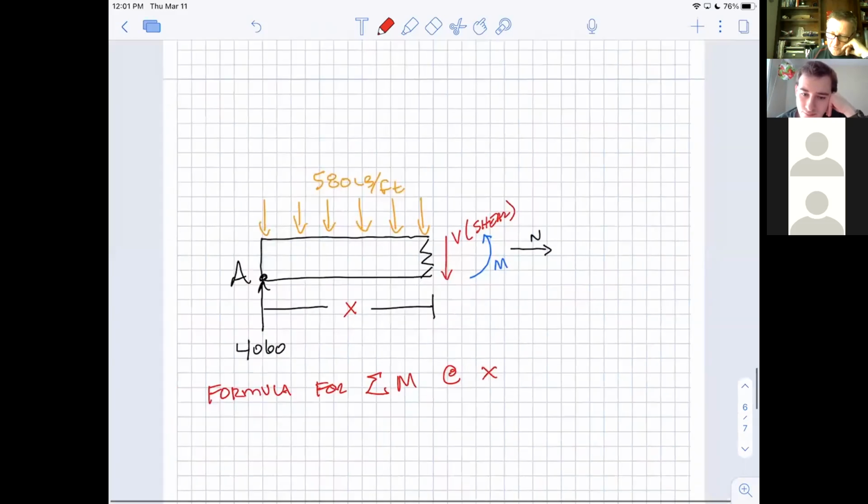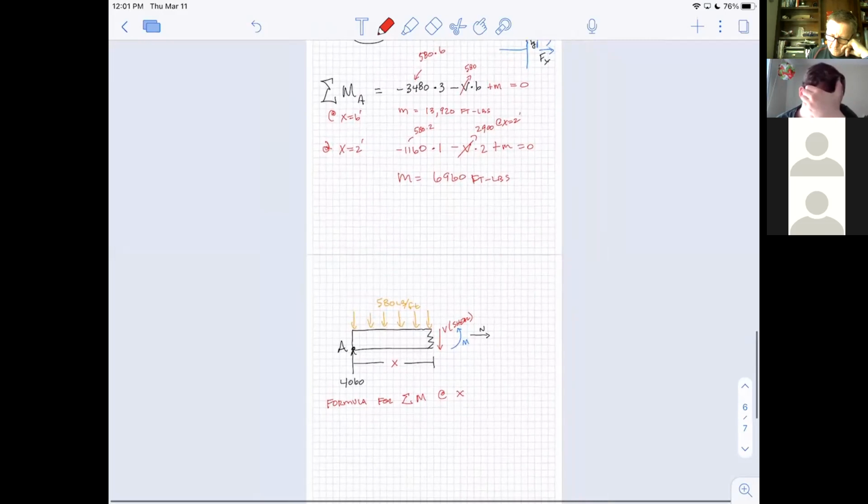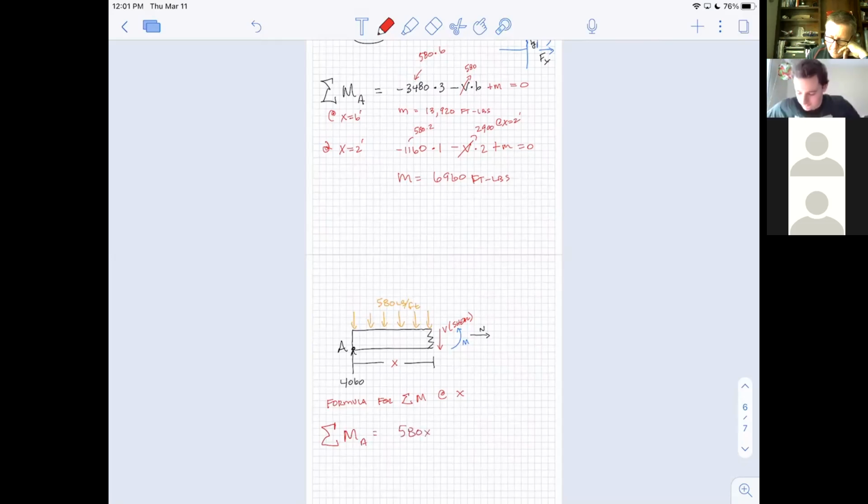So the question is, can we just do the same thing we did just a second ago? So the sum of the moments around A, what did we do a second ago? Well, didn't we say 580 times 6? That's how much weight this was. So this will be 580 times x. That's how much weight it will be. That's its weight.